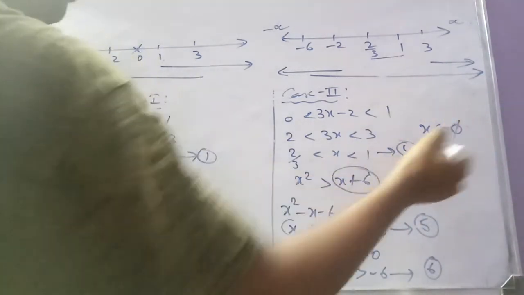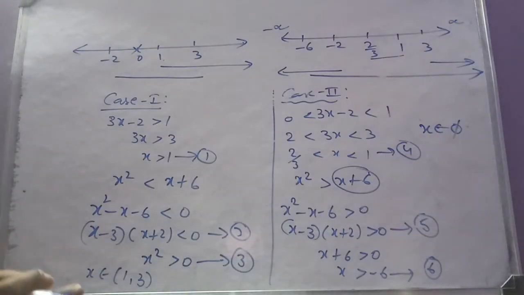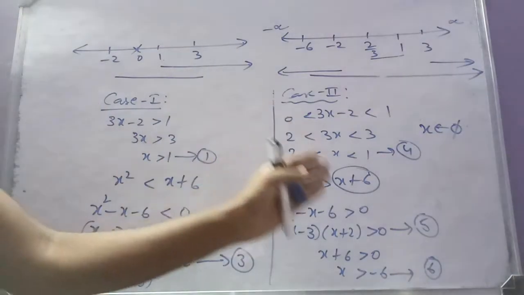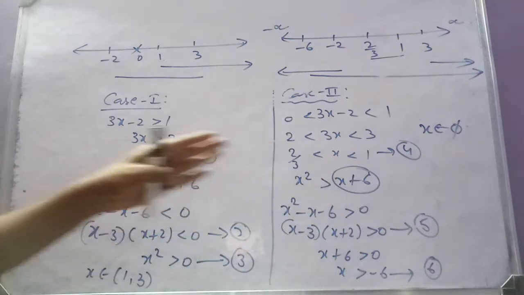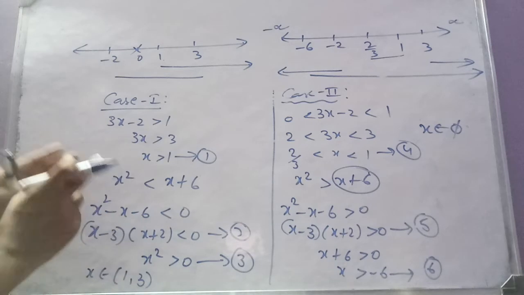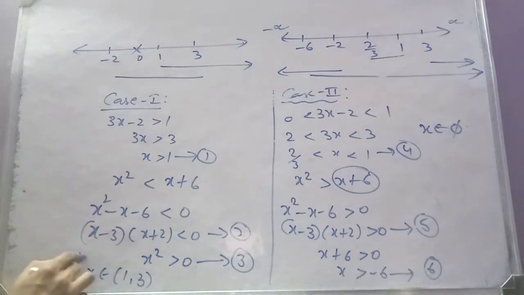So as we said, the final solution set is the union of case 1 and case 2. Since we are not having any solution from case 2, the only solution for this question is (1, 3). Therefore x belongs to (1, 3) is the final solution set of the given question.